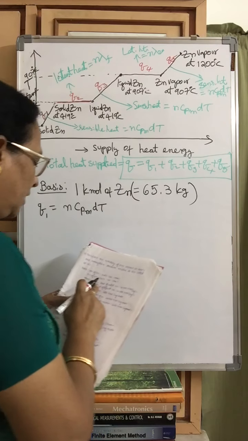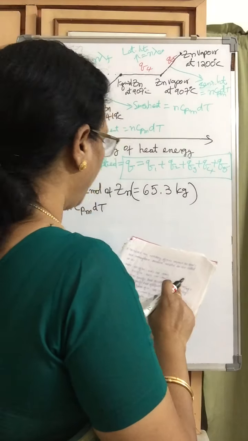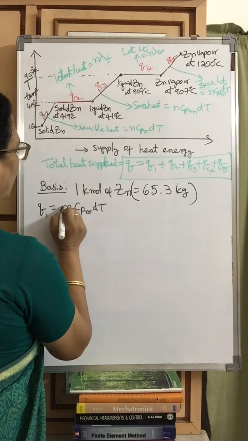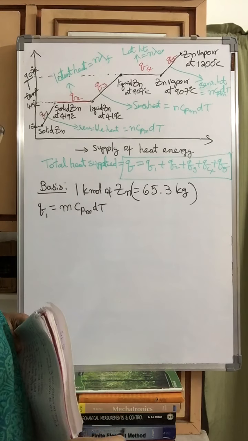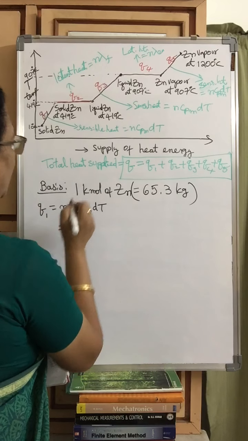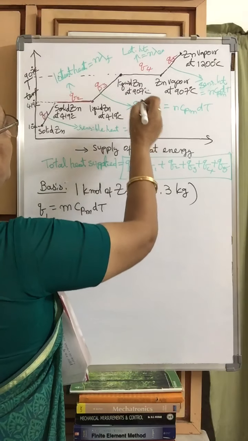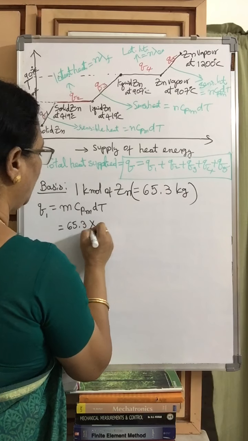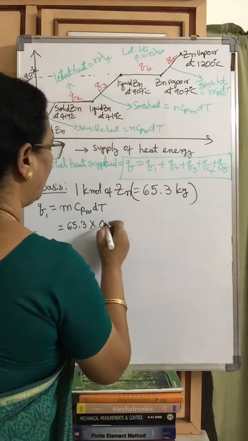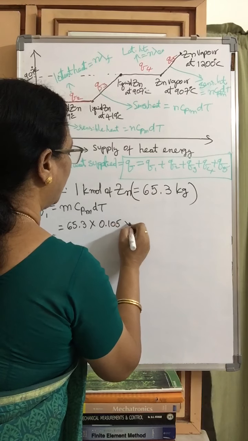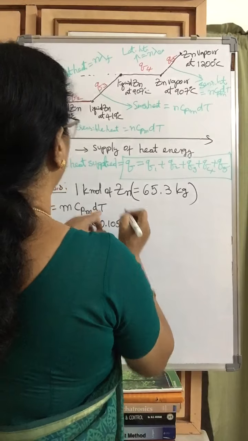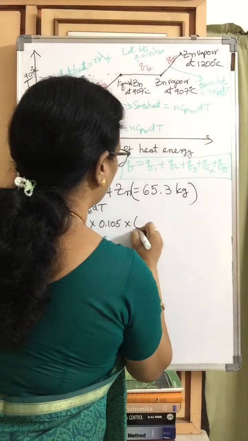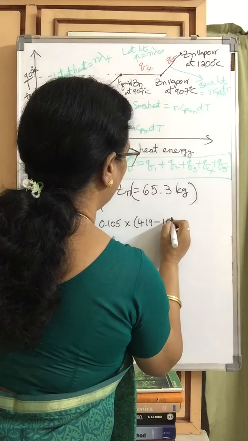The mean specific heat of solid zinc is 0.105 kilocalorie per kg per Kelvin. Because it is given per kg, you take M. Here M is 65.3, into 0.105, into dT. It is heated from 10 degrees to 419, so 419 minus 10.